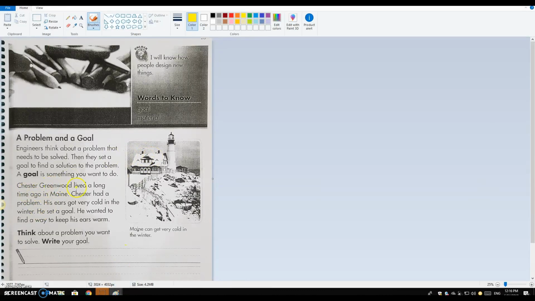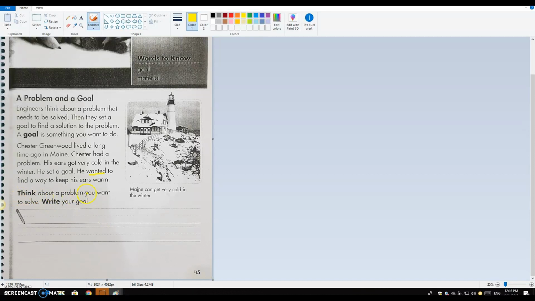Chester Greenwood lived a long time ago in Maine. Here's a picture of Maine. It's very cold in Maine. Chester had a problem. His ears got very cold in the winter. He set a goal. He wanted to find a way to keep his ears warm. It says, think about a problem you want to solve. Write your goal.